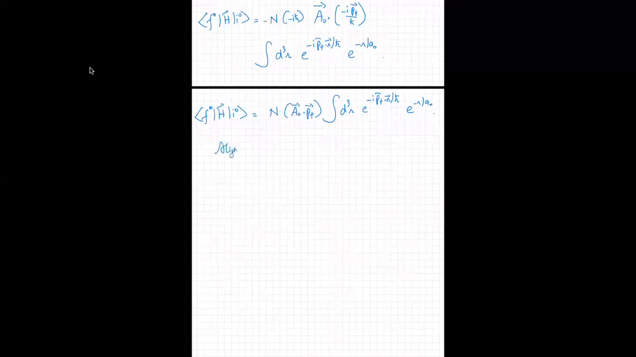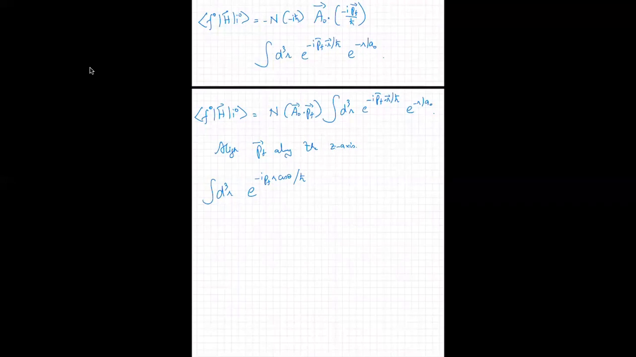So align Pf along the z-axis. Okay, so my integral is d cubed r e to the minus i Pf r cosine theta divided by h bar. Here Pf and r are basically the magnitudes of Pf and r, times e to the minus r over a0. Of course, we have to be a little careful doing the angular integrations because there is an explicit dependence on theta here. I can still do the phi integration trivially. There is no phi dependence, so the integration over phi is simply going to give me a factor of 2 pi.